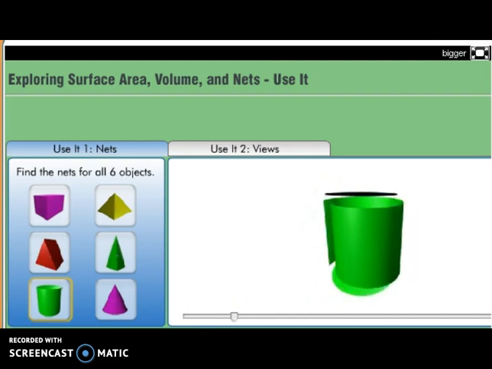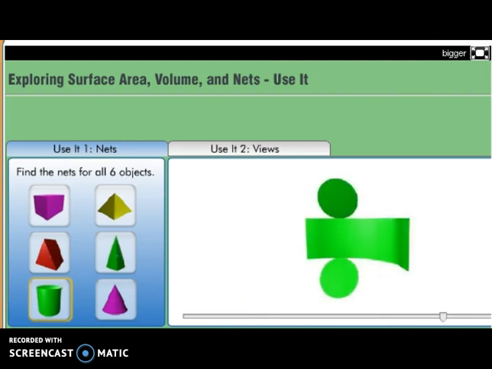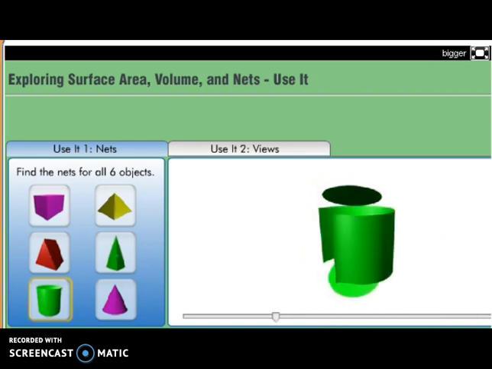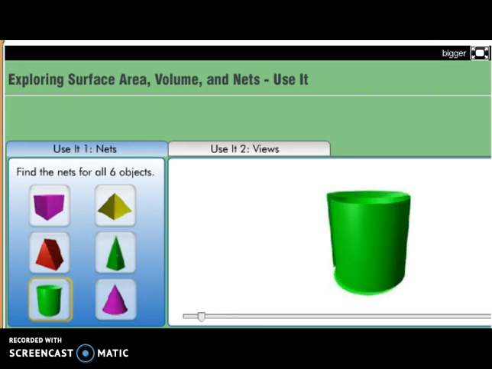So when we unfold a cylinder, we're going to end up with two circles along with a rectangle for the wall of your cylinder. Now another thing I want you to notice is that the length of this rectangle is going to wrap perfectly around the outside of my circle. Now let's watch as that happens. That rectangle again wraps perfectly around the outside of the circle.